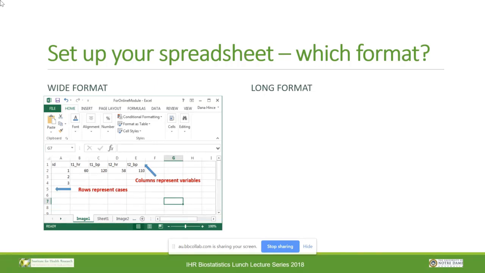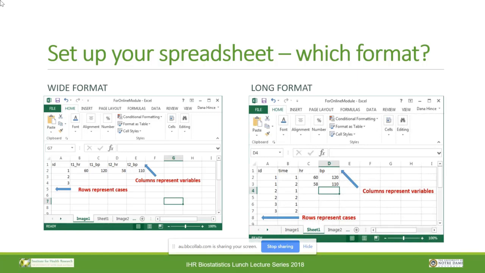And if you contrast that to a long format, we've only got 2 variables here. We've got heart rate and we've got blood pressure. And the time is coded in the B column there. You can see that time 1, 2, 1, 2, 1, 2. That's called a long format.